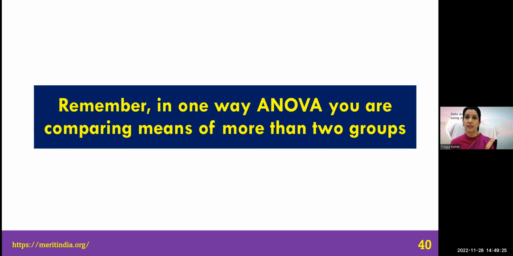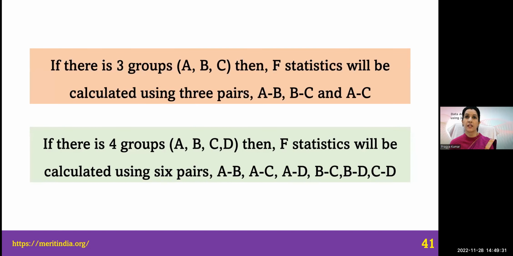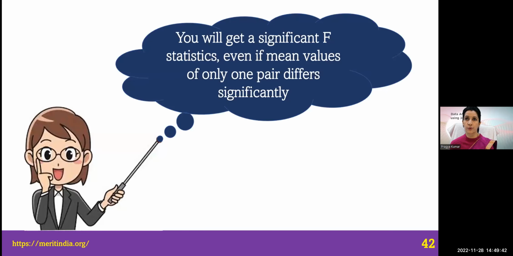So remember that in ANOVA, we are comparing the means of more than 2 groups. That's why if there are 3 groups, the F statistic will be calculated using 3 pairs, AB, BC, and AC. Similarly, if there are 4 groups, it will calculate using those groups. So you will get an F. In the post hoc, there's one rule: you get a significant F value, then only you will look at the post hoc. If your F value or the ANOVA value is not significant, then there is no need to look at the post hoc. Why? Because then there won't be any difference in any of the pairs.